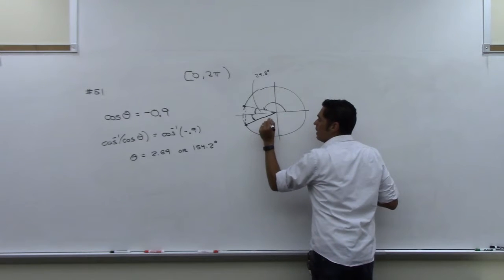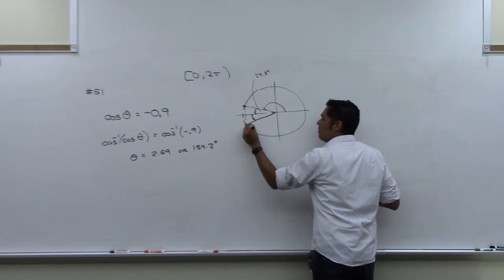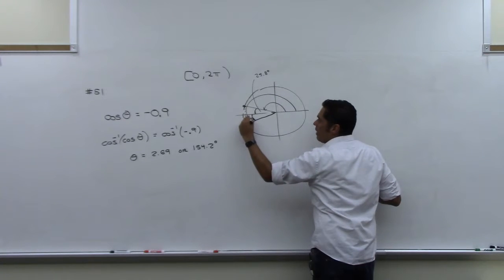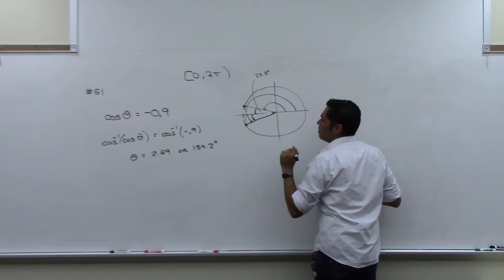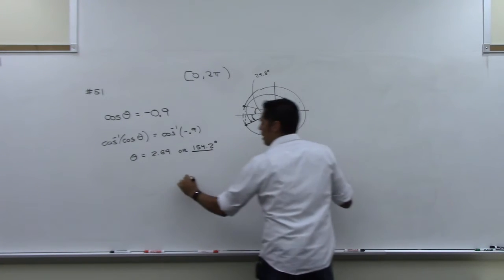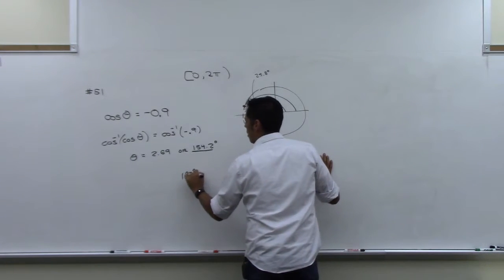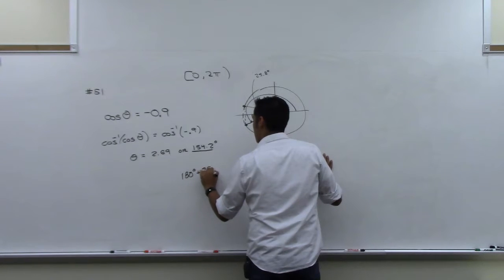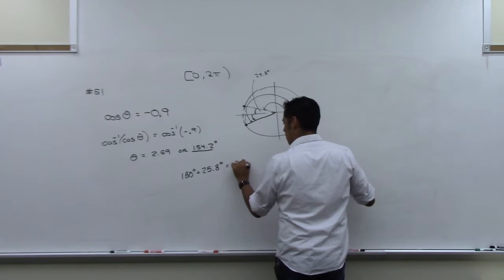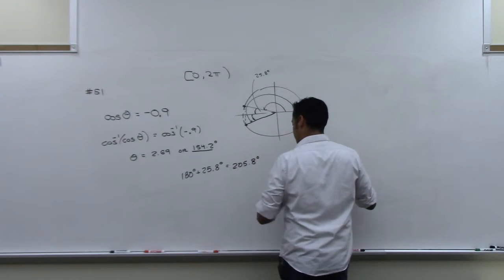And that means that what I could do to figure out this angle is go all the way to here, that's 180, and then add the 26.8. So this is one answer. The other one is 180 degrees plus 25.8 degrees, which would be 205.8 degrees.